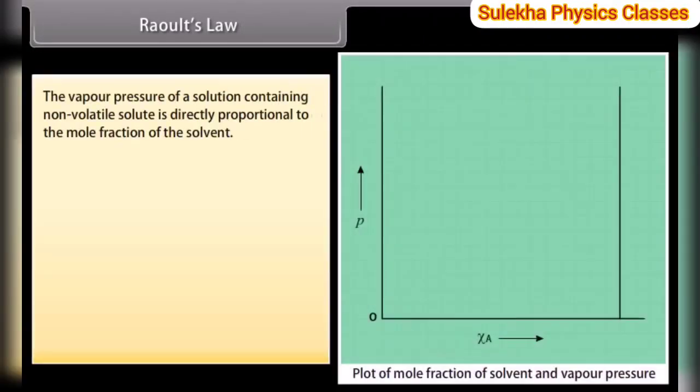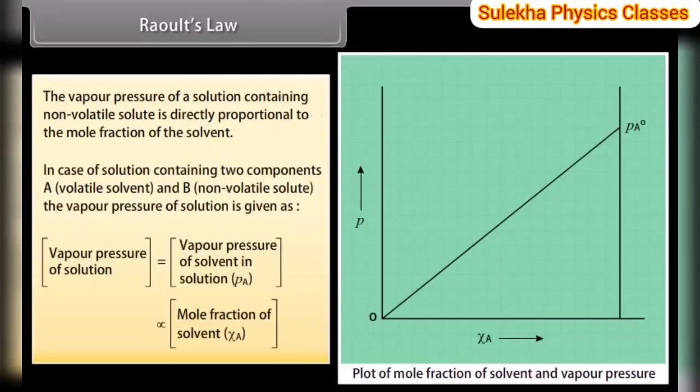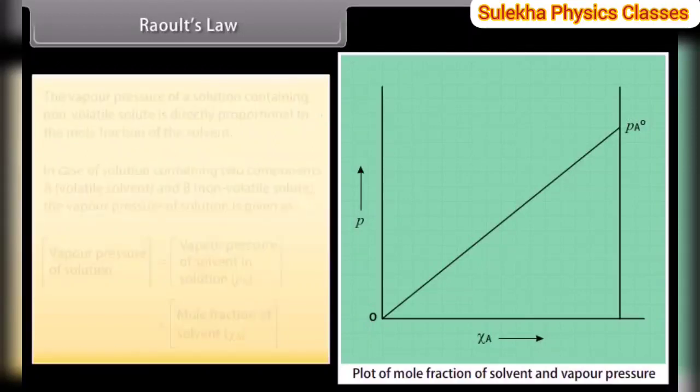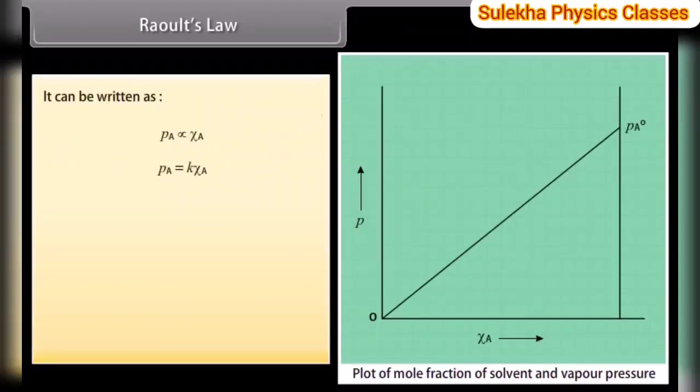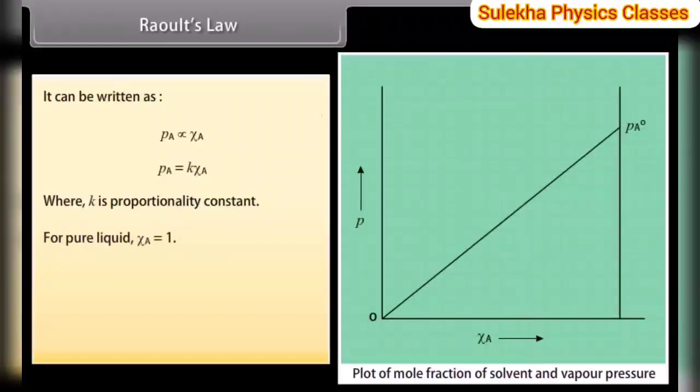Raoult's law. The vapor pressure of a solution containing non-volatile solute is directly proportional to the mole fraction of the solvent. In case of solution containing two components, volatile solvent and non-volatile solute, the vapor pressure of solution is given as PA is equal to K into XA, where K is proportionality constant. For pure liquid, XA is equal to 1.